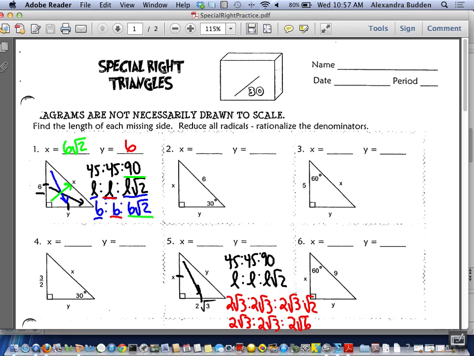Now determining X and Y. X is across from the 45 degrees. So across from the 45 is 2 root 3. So X is equal to 2 root 3. Y is across from the 90. Across from the 90 is 2 root 6. So Y is equal to 2 root 6.